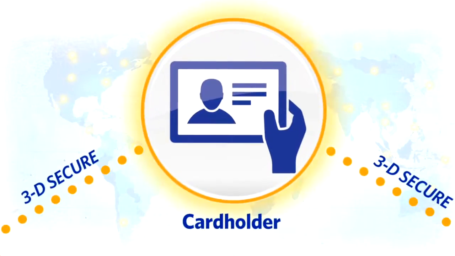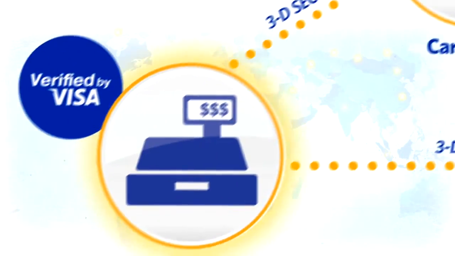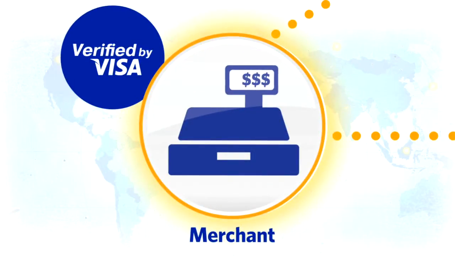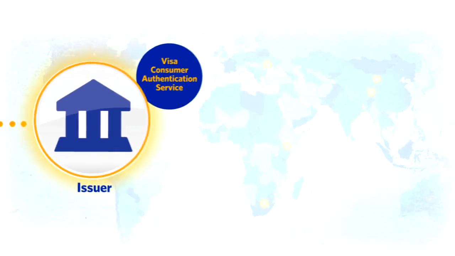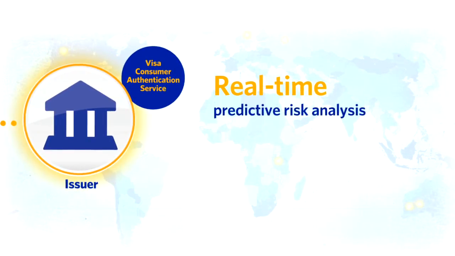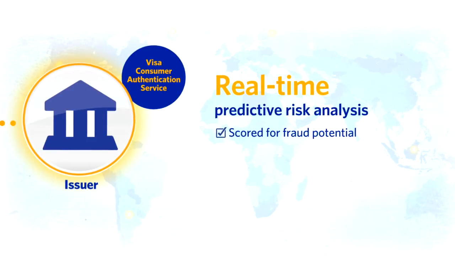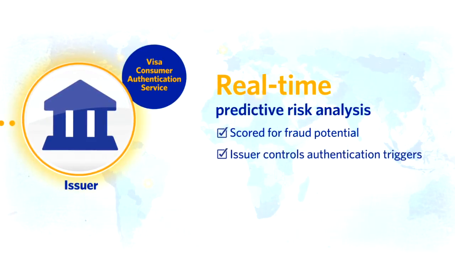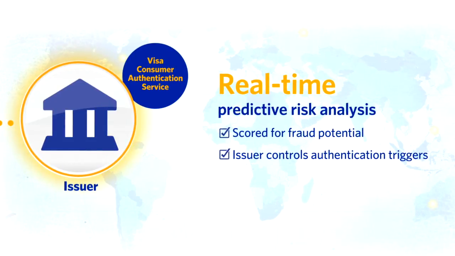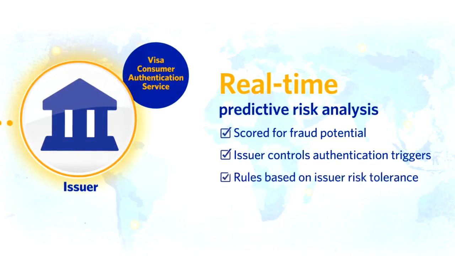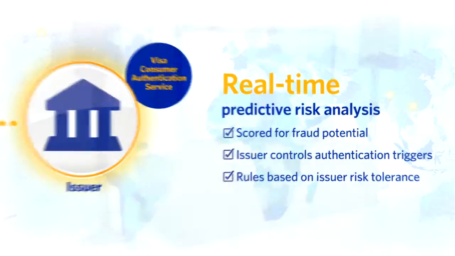It starts when a cardholder clicks buy. Then, using Verified by Visa, the merchant sends an authentication request to the issuer in real time. Next, Visa Consumer Authentication Service performs real-time predictive risk analysis to score the transaction for fraud potential. Issuers have complete control over when and if additional authentication is triggered, with the ability to customize their rule set based on their risk tolerance.